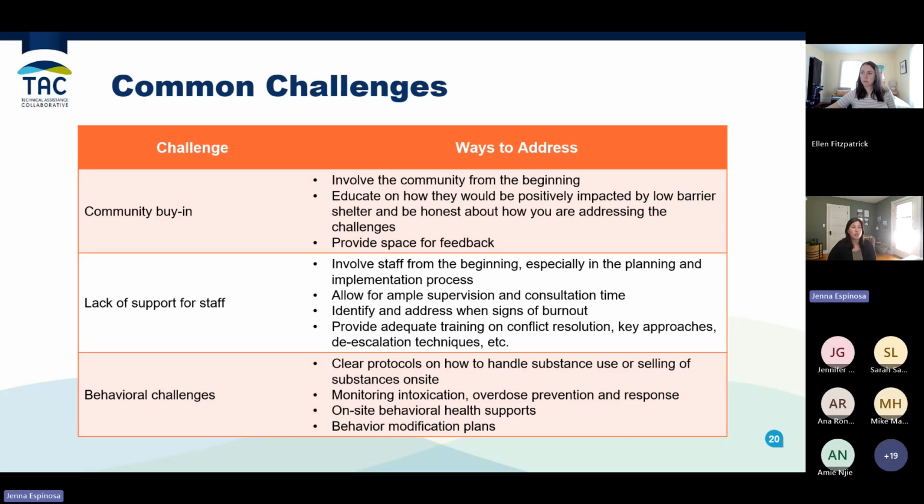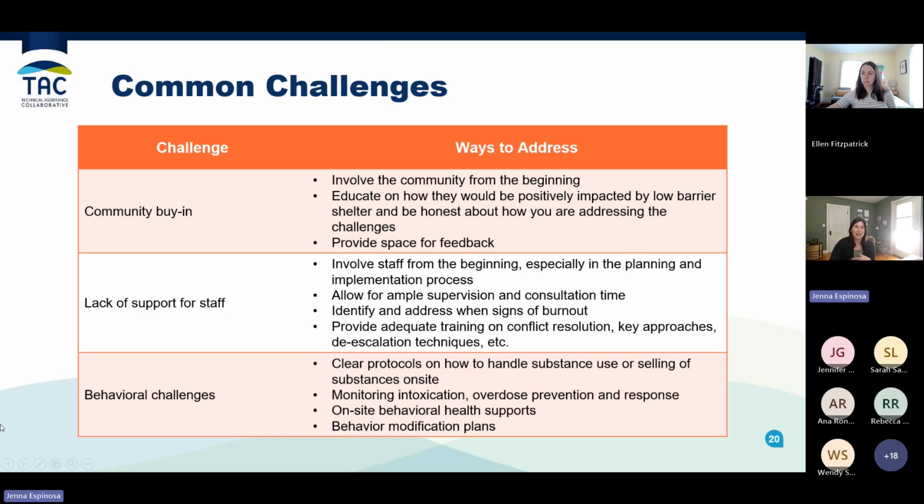Monitoring folks who are intoxicated, overdose prevention and response is incredibly important. And I mentioned this earlier, but on-site behavioral health supports and clinicians who can support behavior modification plans for people who are having a really hard time abiding by the rules that you do have in place for people's health and safety is a good way, instead of just automatically discharging people or even doing a 2-strike or 3-strike situation, but actually working with people to shift their behavior instead of just using a penal system.